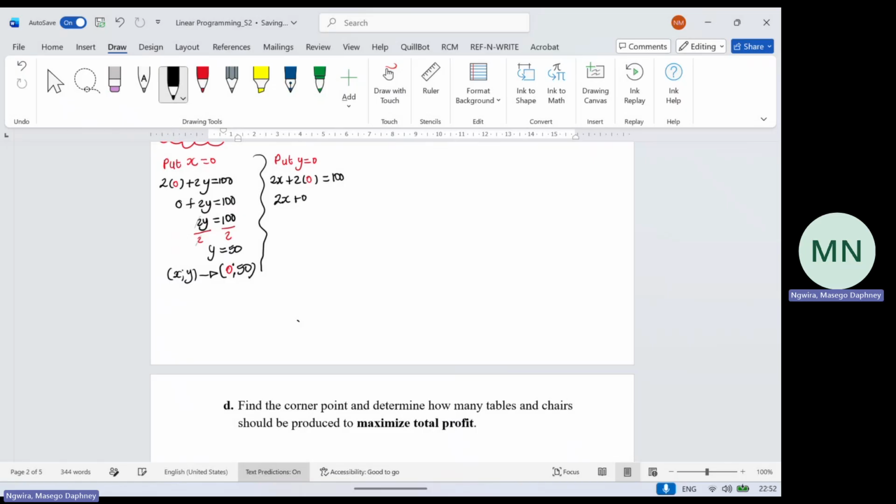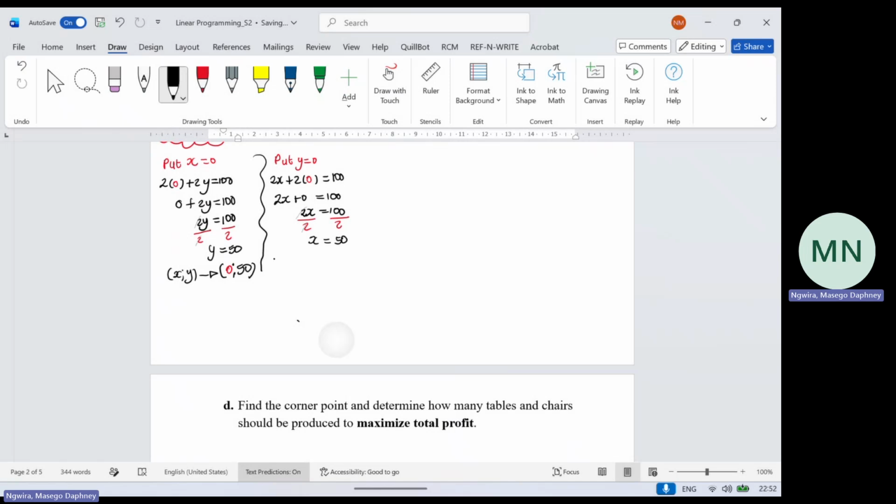2x plus 0 equals 100. Then this is just 2x equals 100. Then we divide both sides by 2 because we are solving for x. So these two just cancel. Then my x is equal to 50. So what does it mean?